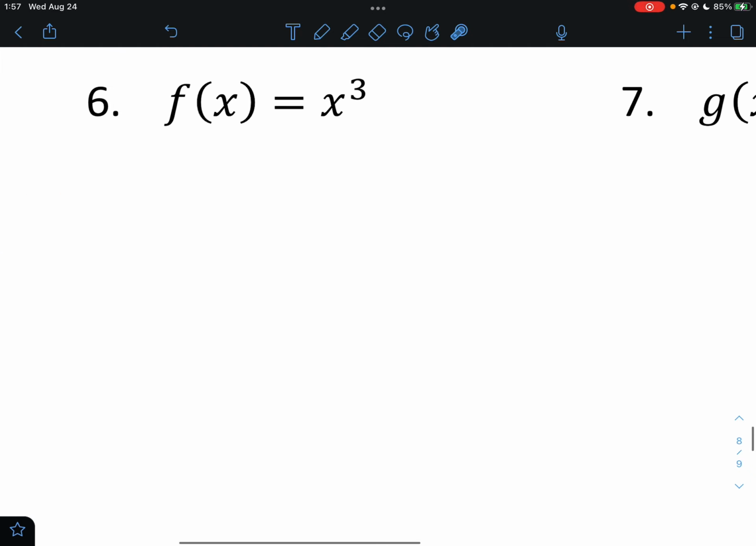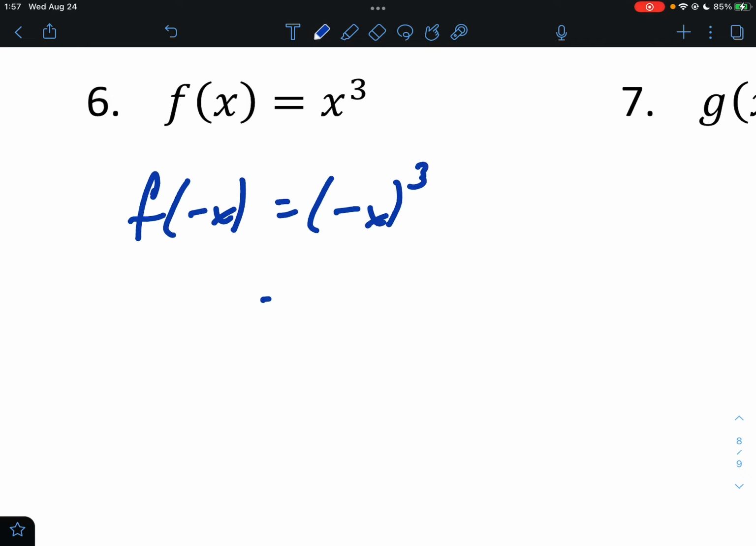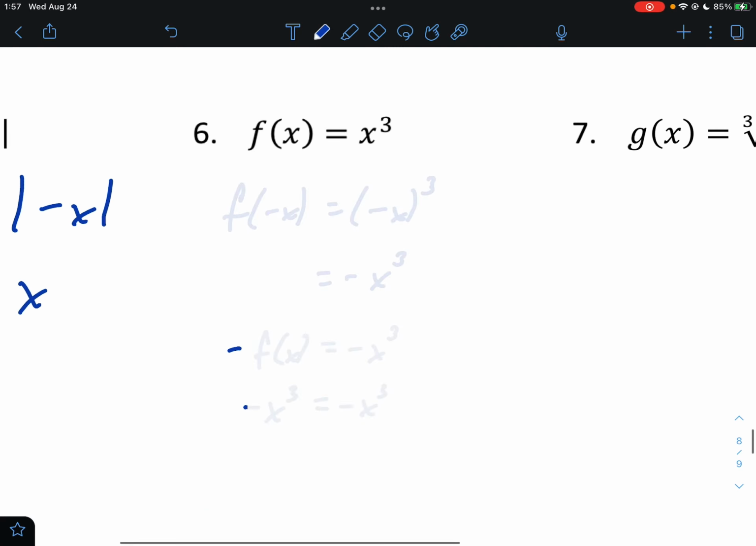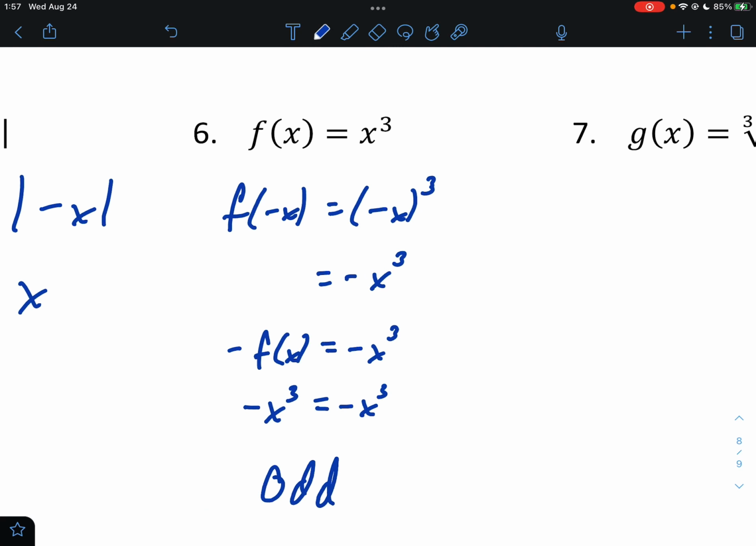Number 6, f of negative x would be negative x cubed. These are not the same, so it's not even. So your second question is, does negative f of x equal that? And it does, because negative f of x is negative x cubed. So those are the same, therefore this one would be odd. And again, we already knew that because we know the parent function, but that's just proving it there.